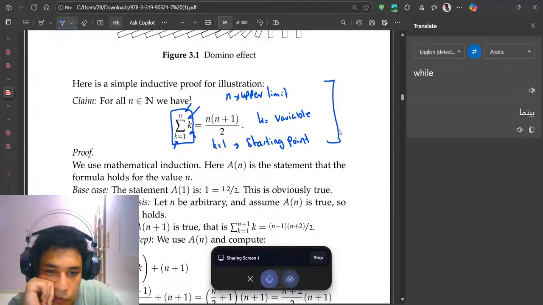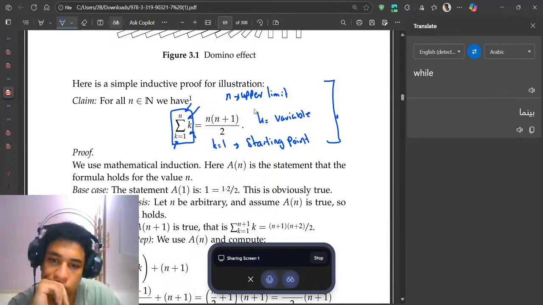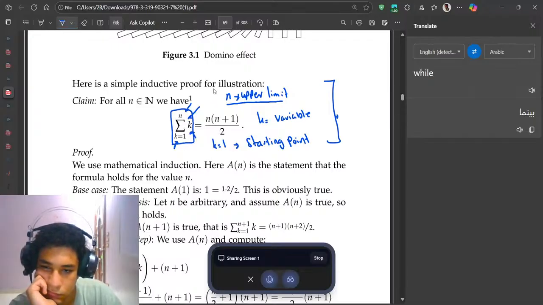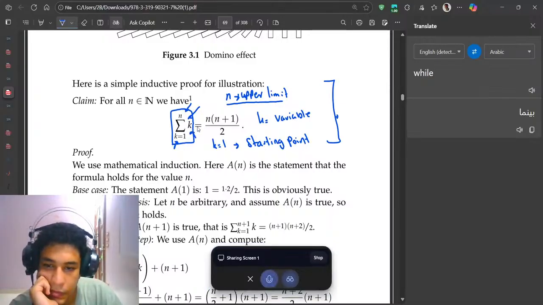So are these labels correct? Yes, those labels are correct. The n at the top is the upper limit of the summation, indicating the last number you'll sum to. The k equals 1 at the bottom is the starting point, showing where the summation begins. And k is the variable that changes value as you sum from the starting point to the upper limit. Perfectly labeled. So basically, k can be changed.